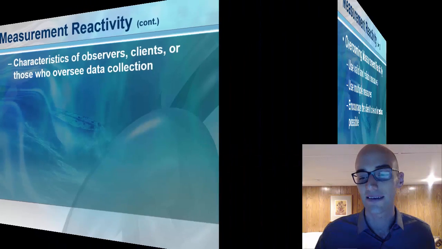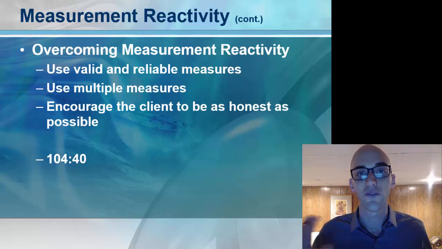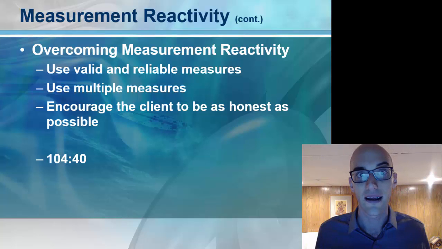To get accurate information. All right, so ways to overcome measurement reactivity are to use valid and reliable measures, and use multiple measures. As opposed to just using one measurement tool, that's why for this project I'm going to ask you to use two measurement tools. And again, encouraging the client to be as honest as possible.